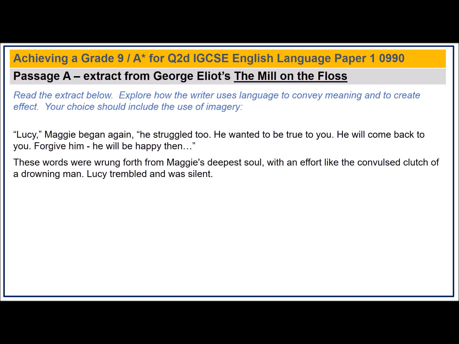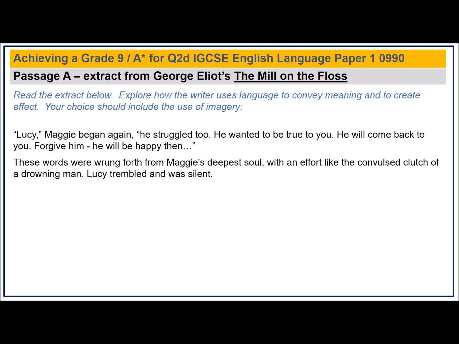The question will be in the format shown in blue. However, you will be asked to pick 3 examples of words from 2 different paragraphs, whereas here I just want to focus on one example to help build up your technique and understanding of what is required for this question. Let's look particularly at how the writer uses language to portray Maggie's feelings in this extract.